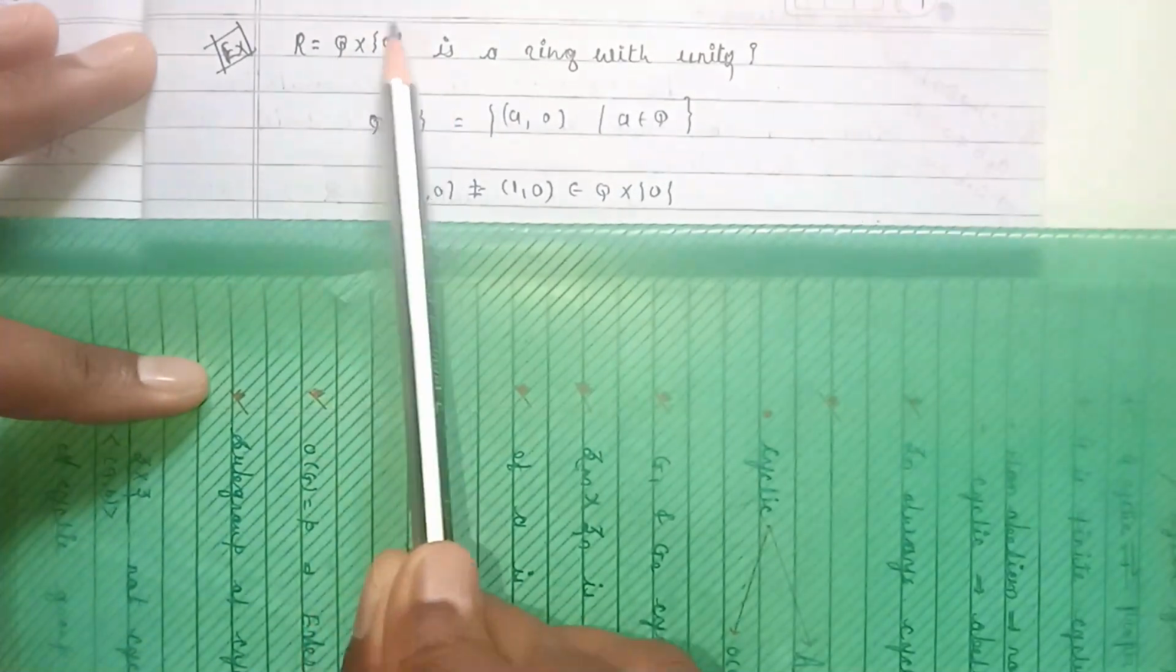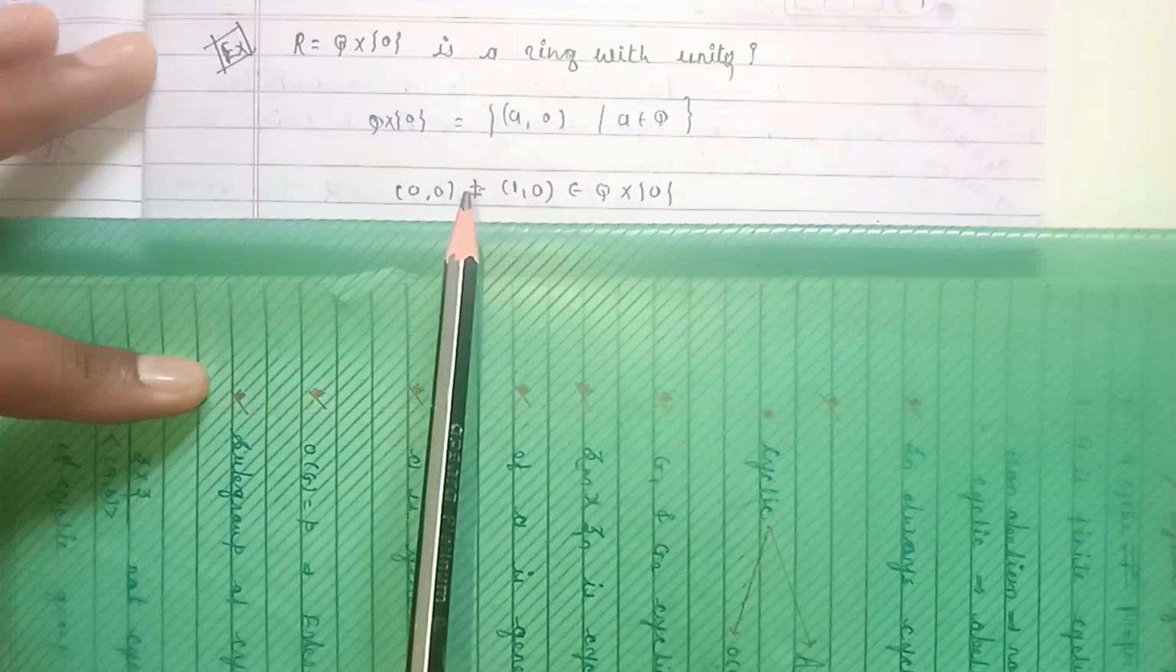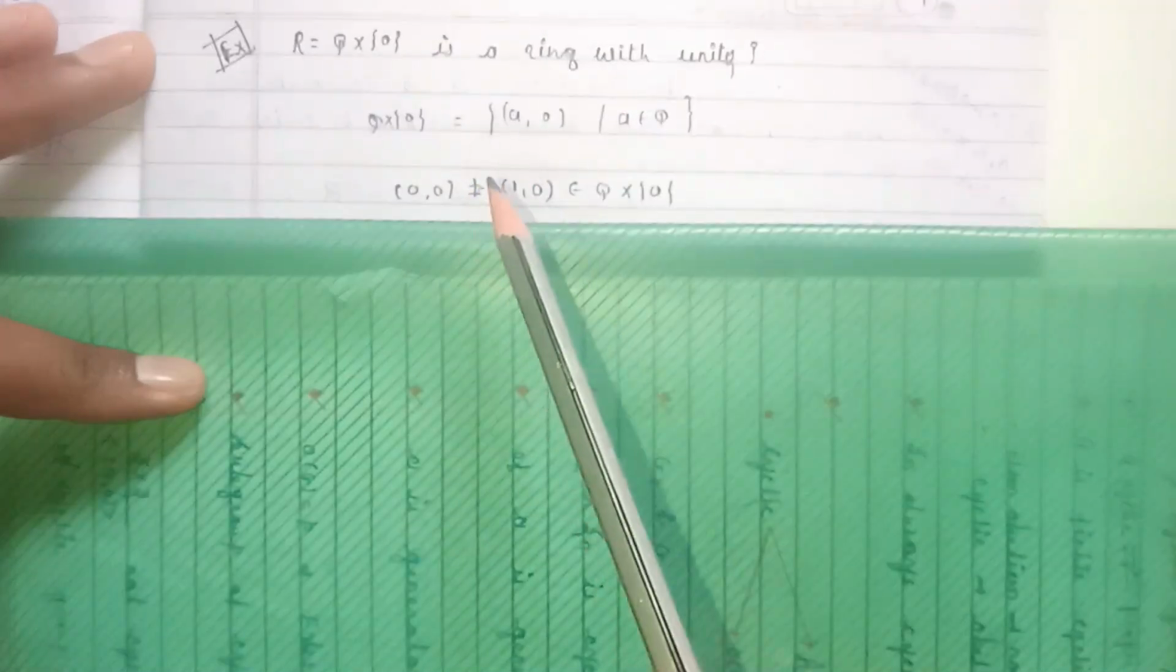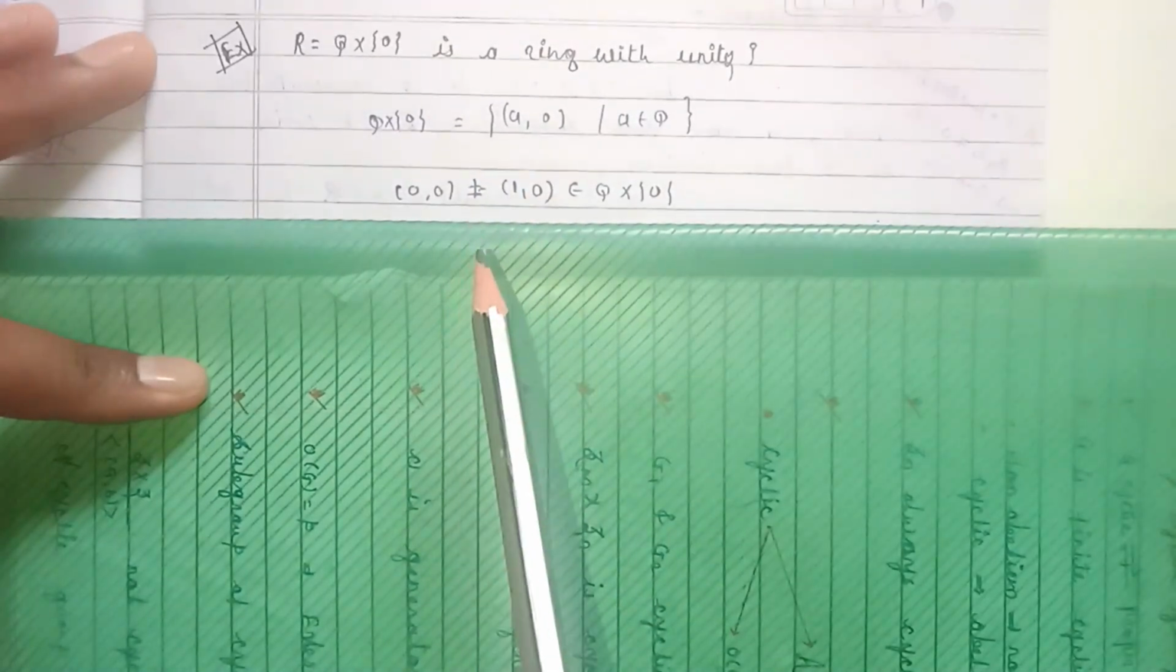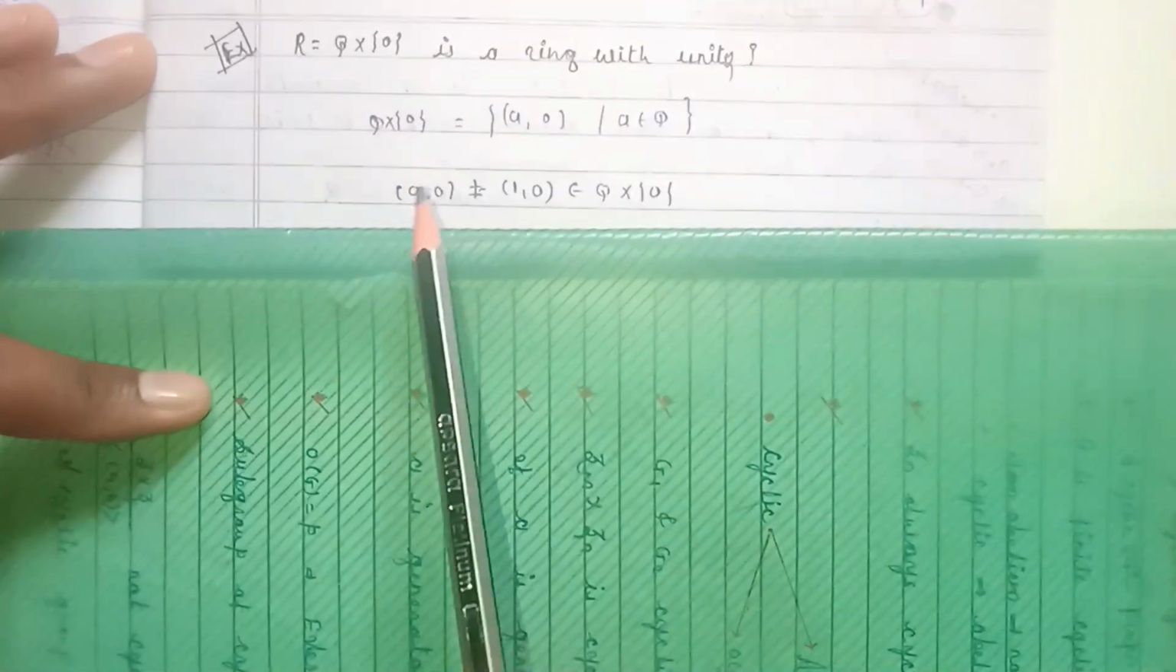And we have to show that Q cross {0} is a ring with unity or not. Now let's find out whether it possesses a unit element or not. For unity, we always take the element which is from the ring, and when we multiply that to the other element, it gives us ab equal to ba.